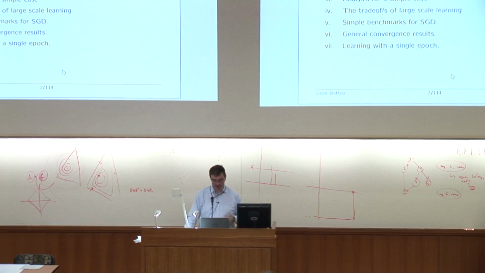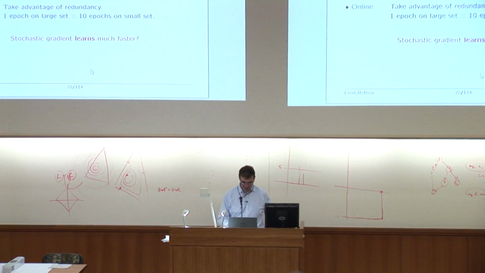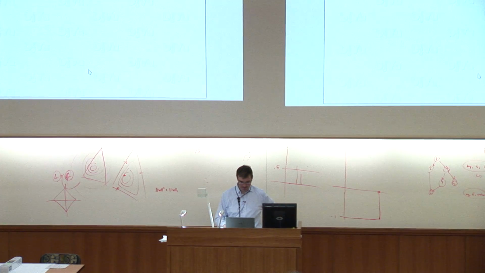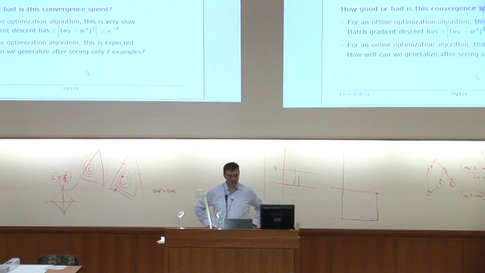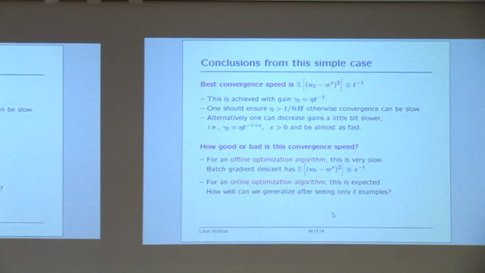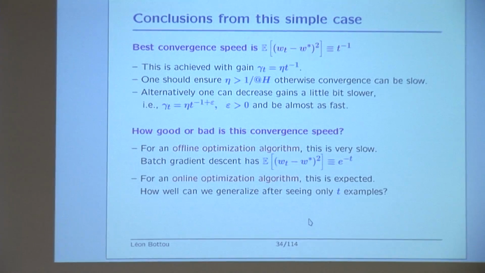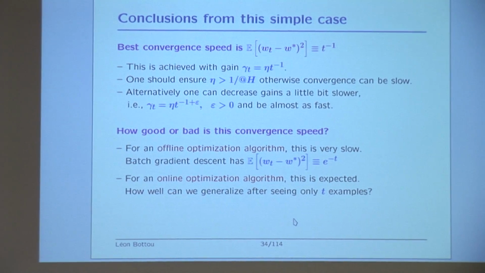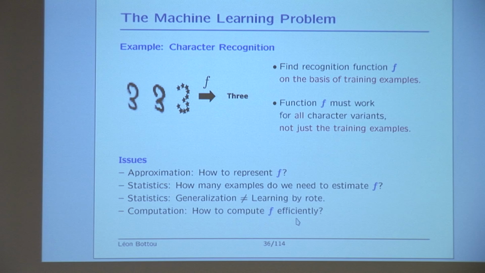The part 3 we'll discuss later. So the conclusion of this part 3 is that the best convergence speed is something like 1/t, which, if you think as a statistician, is quite good. If you think like an optimizer, it's not too good. So in this part, I'll try to make sense of all this.